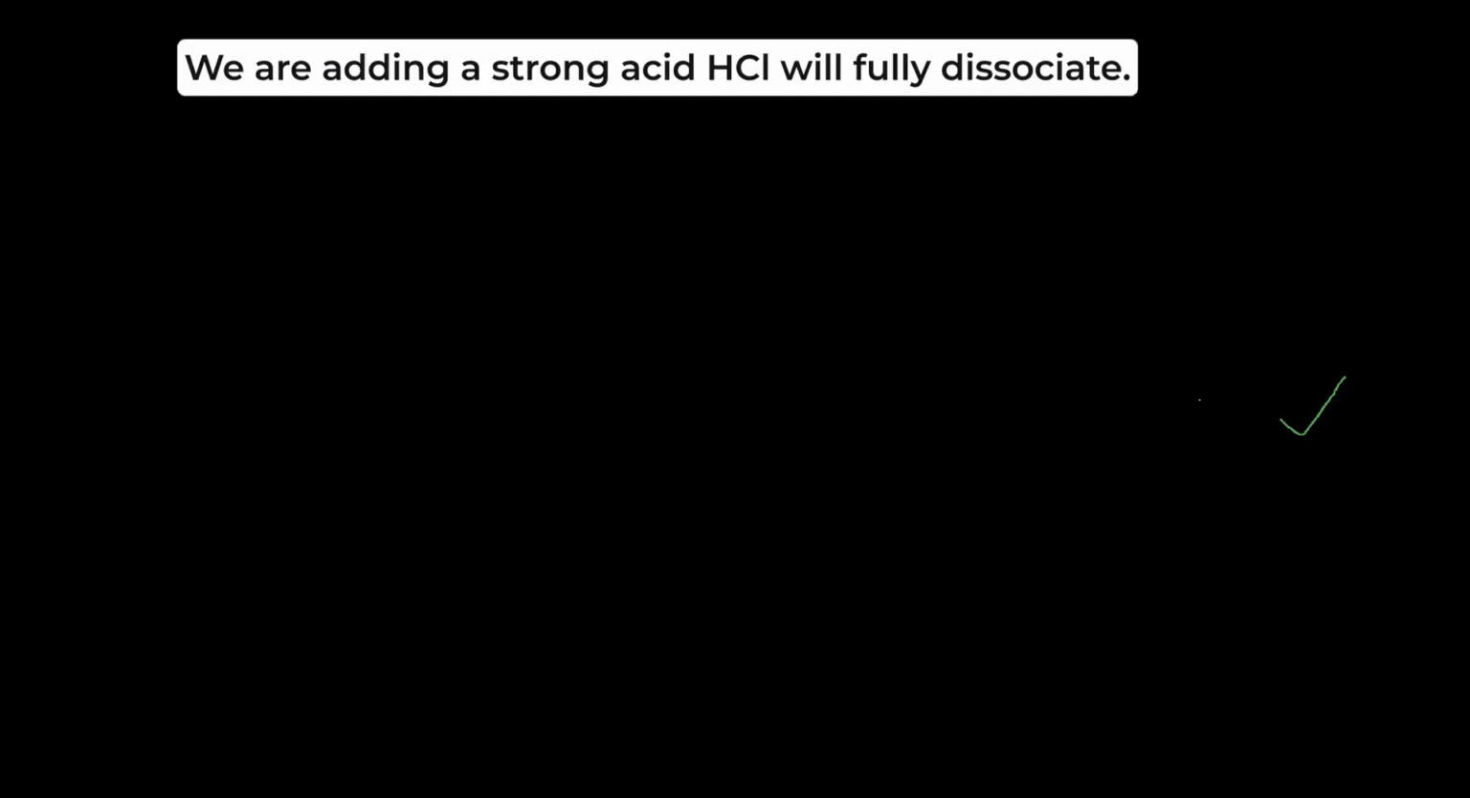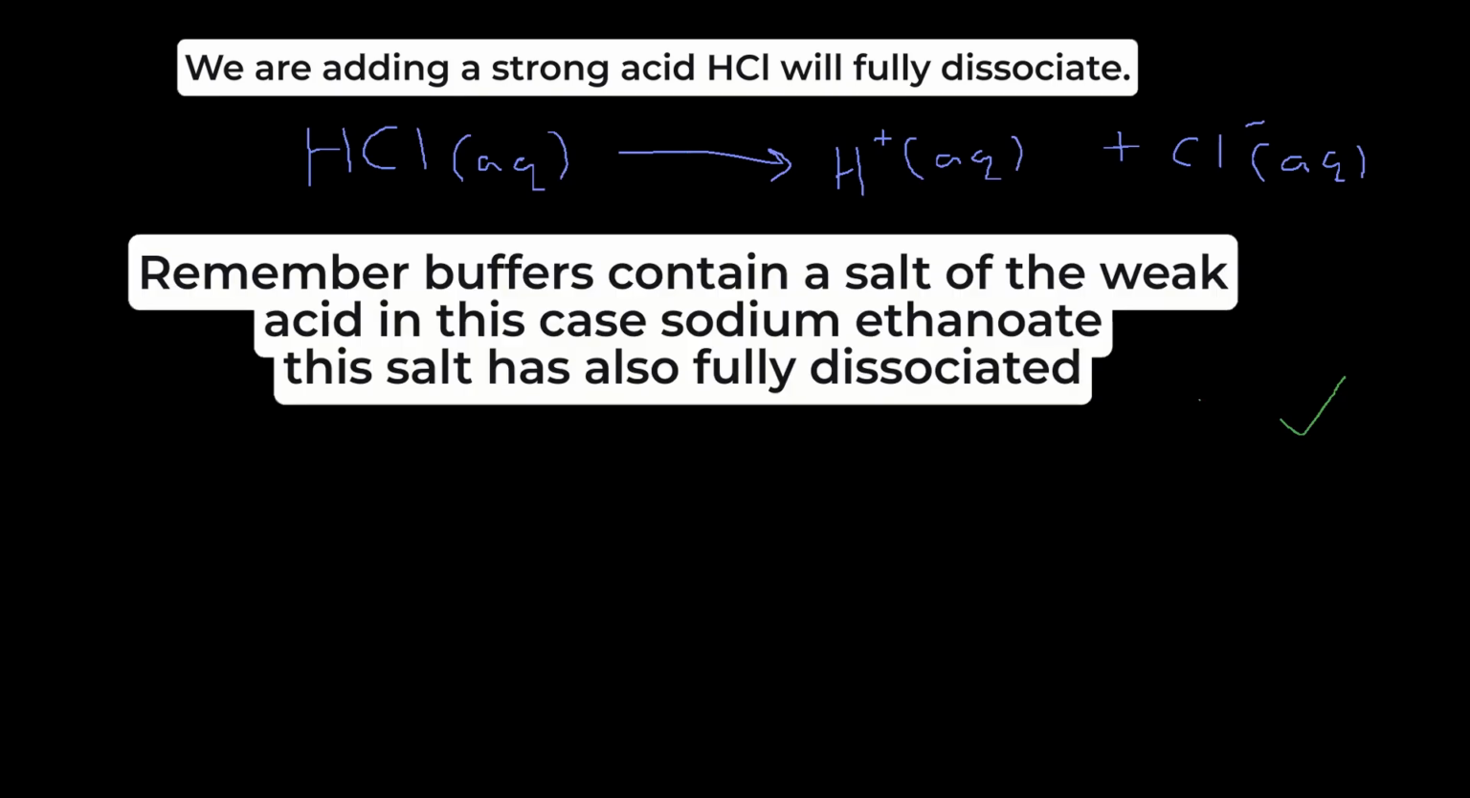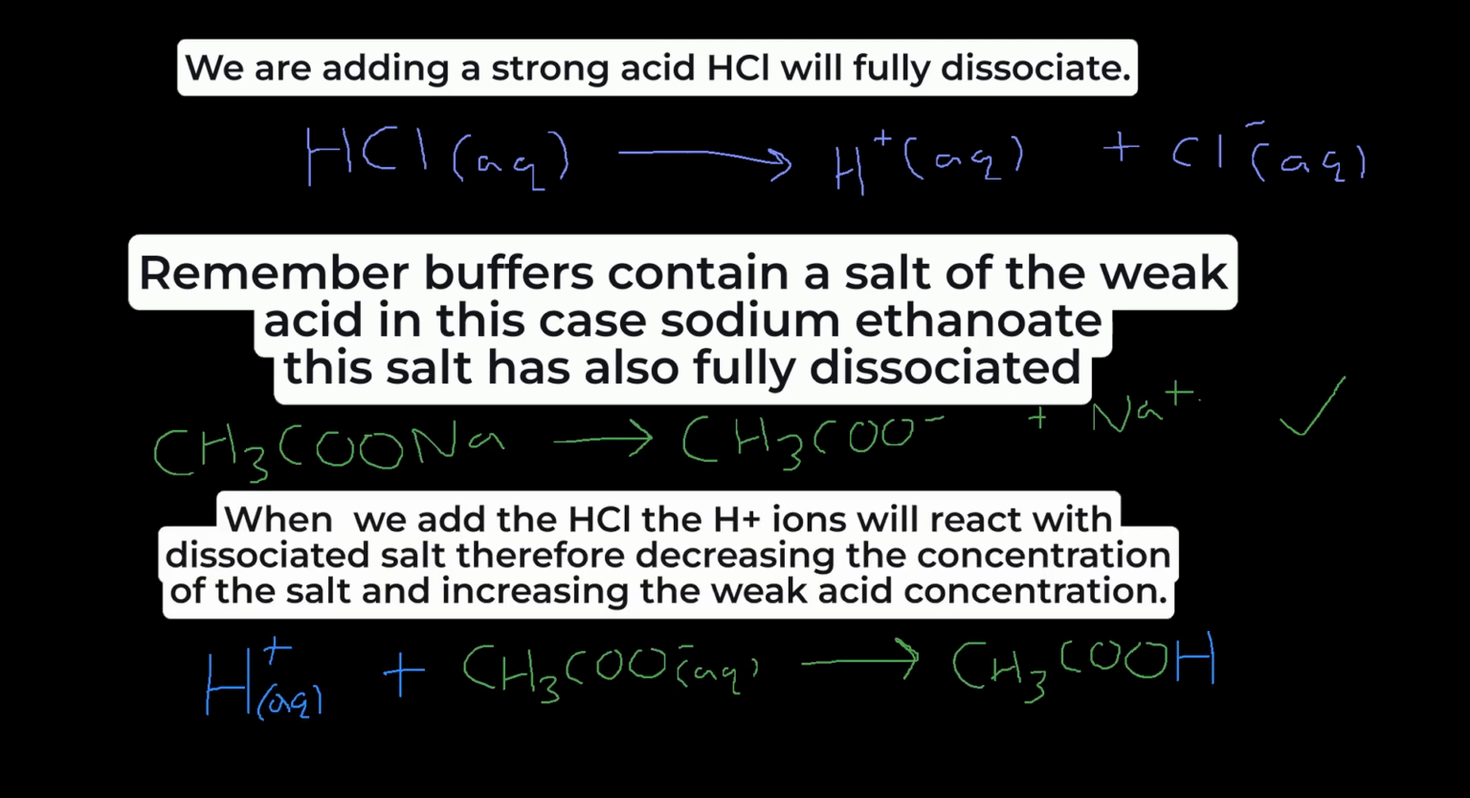So why does the acid concentration, or the moles of acid, go up and the salt go down? Well, HCl is a strong acid, fully dissociates, so essentially you get loads of hydrogen ions. Remember, buffers contain a weak acid and the salt of the weak acid, sodium ethanoate in this case. Those hydrogen ions react with the ethanoate ions, decreasing the amount of salt but increasing the amount of ethanoic acid present. So our ethanoic acid is going up and our ethanoate ions are going down, and that's why the salt and the acid concentrations change when you add an acid to a buffer.